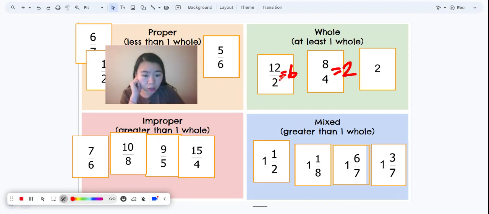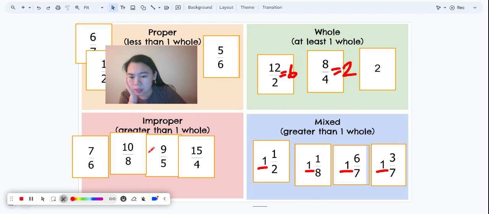So far, this card is larger than all of our proper numbers, who are less than 1 whole, and all of our mixed numbers, because look at our mixed numbers. They're all only 1 whole. This is 6. Okay? All right. So improper is greater than 1. We don't know by how much. Mixed numbers, you can see the whole number very clearly. All of these mixed numbers is 1 and a little bit more.